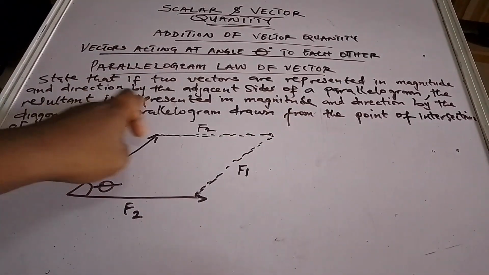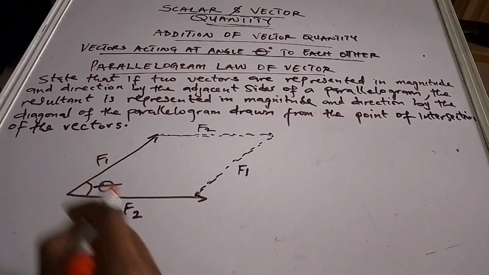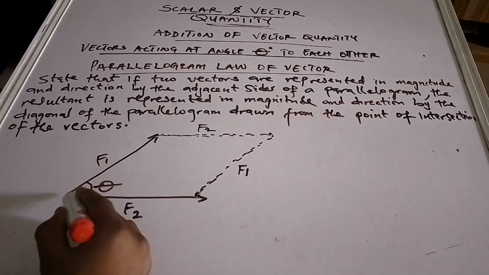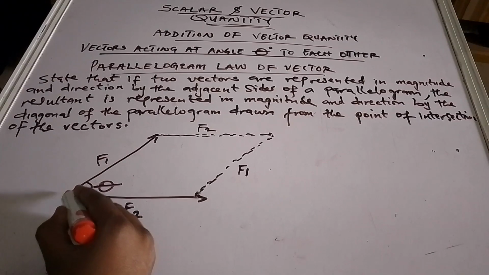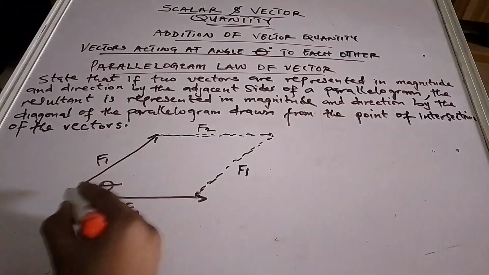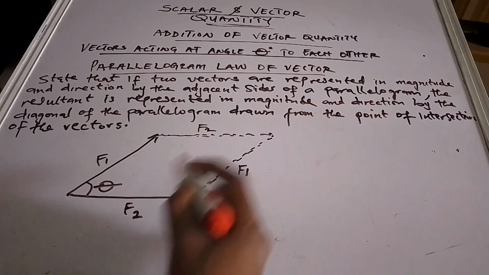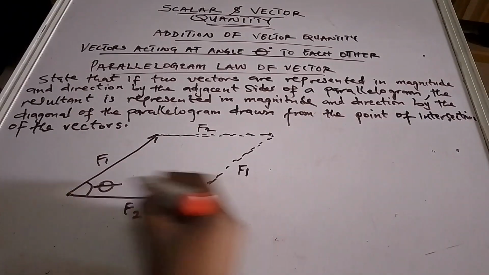It now says the resultant is represented in magnitude and direction by the diagonal. Which diagonal? The diagonal drawn from the point of intersection of the vectors. This is the vector F1, this is the vector F2. Where is the point of intersection? This is the point of intersection, the point where they come together. From this point, we draw a diagonal of this parallelogram. A diagonal is just a line that cuts the parallelogram into two equal halves. We can draw a diagonal like this, or like this, but the diagonal that represents our resultant is the one from the point of intersection.